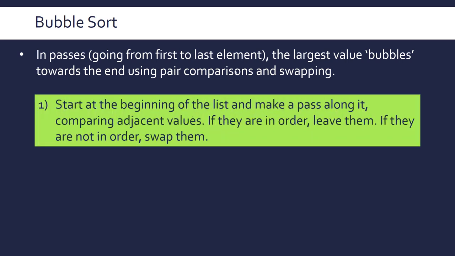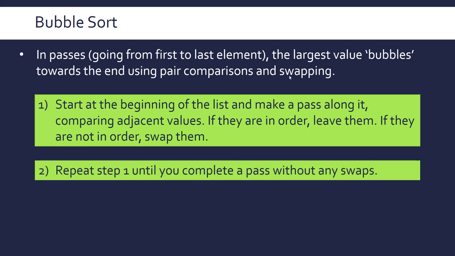So the way this works is you start at the beginning of a list and make a pass along it, comparing adjacent values. If they're in order, you leave them. If they're not in order, you swap them. So this is a pair comparison and swapping if they're out of order. And then you repeat this until you complete a pass without any swap. So this is just for one pass, and you repeat this until you don't have to swap anything. But as I say, I'll show you this in a second.